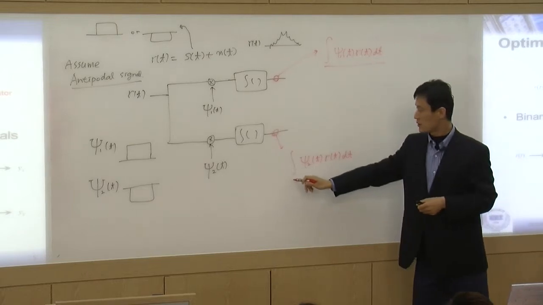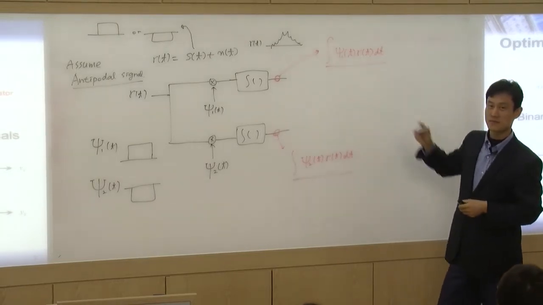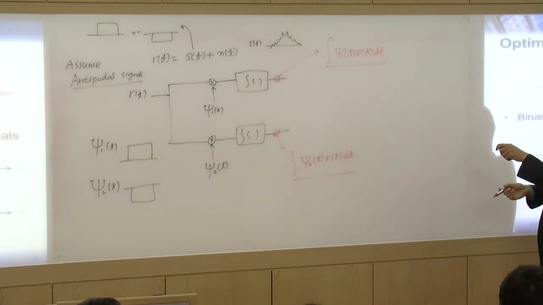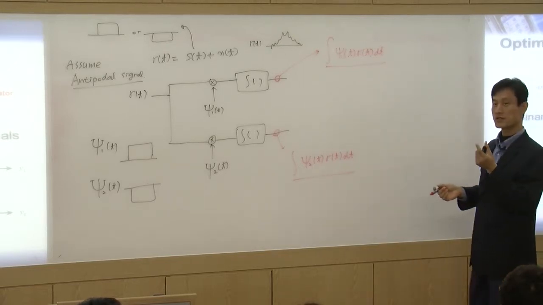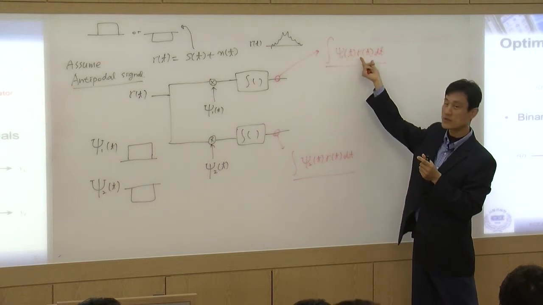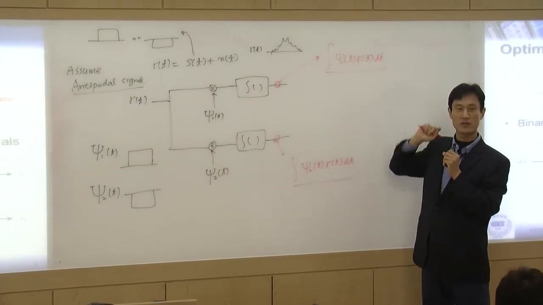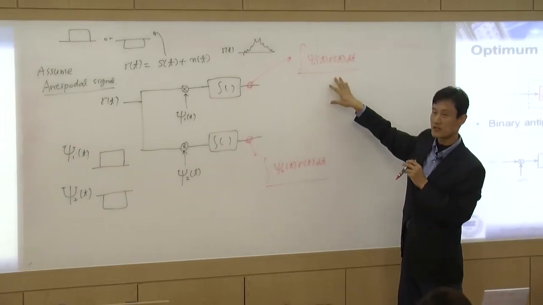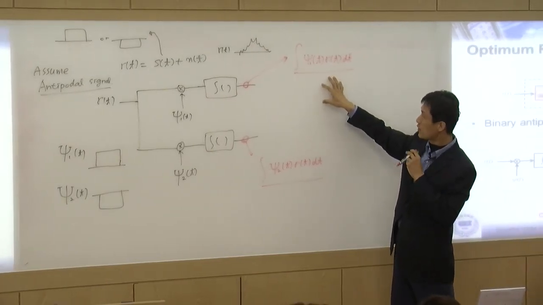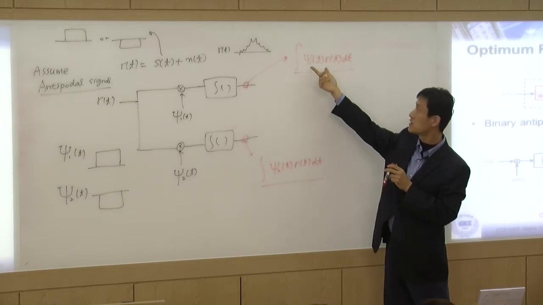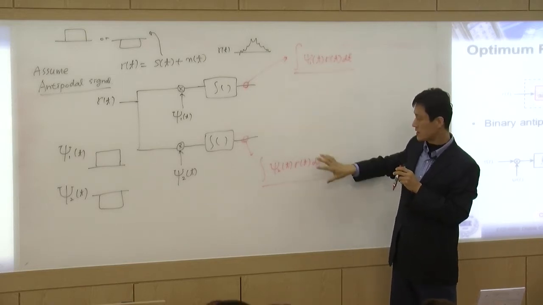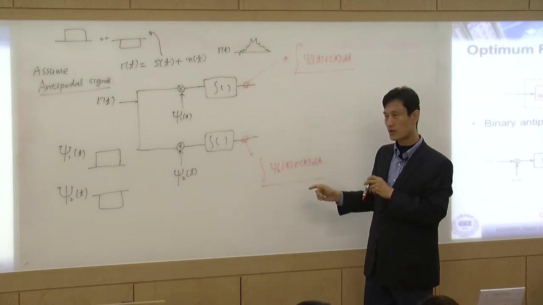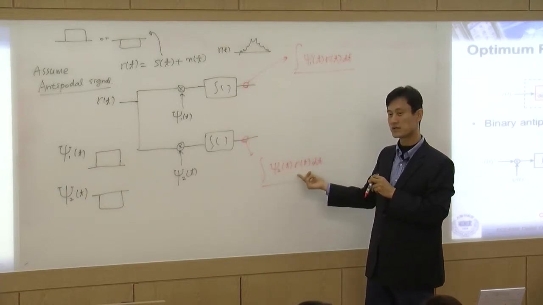Now the question is, why do you want to do this? What is this? This one basically tells you the correlation between these two signals. That's why we are doing this integration. So the meaning of this integration is that we want to calculate the correlation between these two signals. This one also, right? We are trying to calculate the correlation between these two signals.